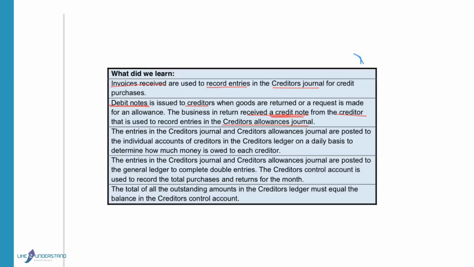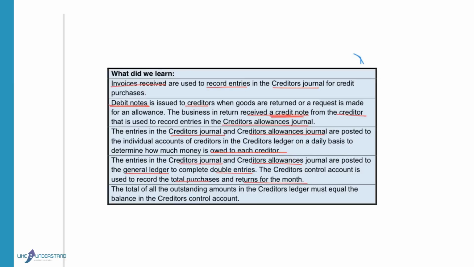The entries in the creditors' journal and in the creditors' allowances journal are posted to the individual accounts of creditors in the creditors' ledger on a daily basis, so that we can determine every day how much money is owed to a creditor. The entries in the creditors' journal and creditors' allowances journal are posted to the general ledger to complete double entries. The creditors' control is used to record the total purchases and returns for the month.